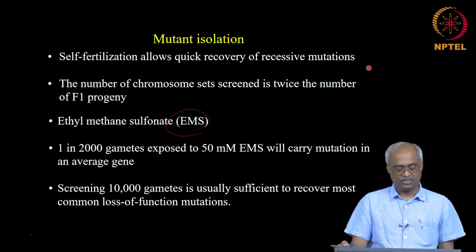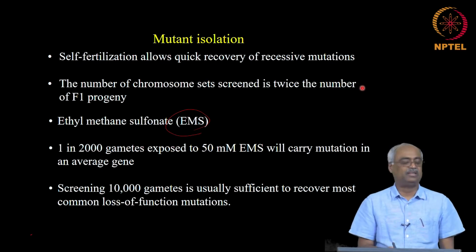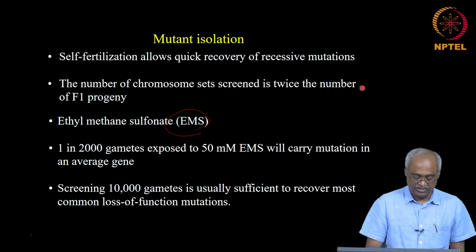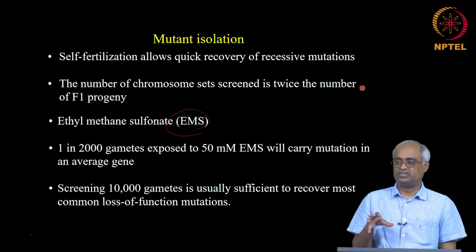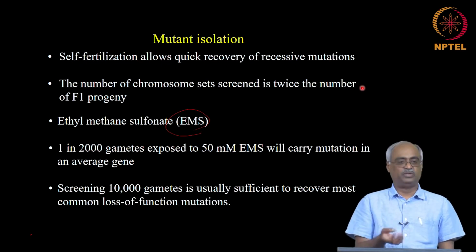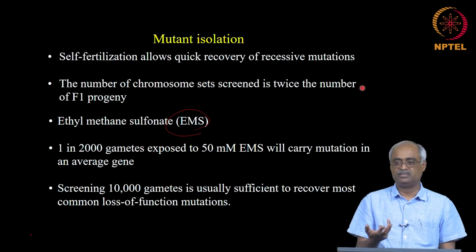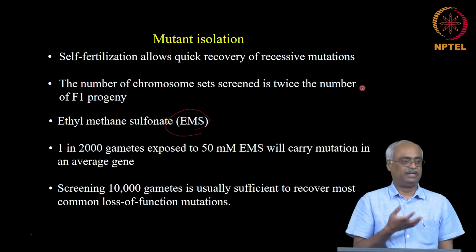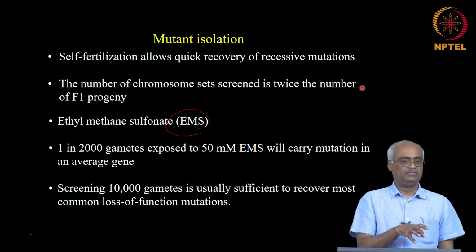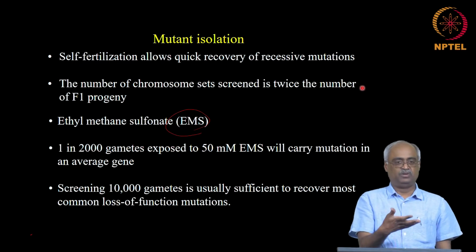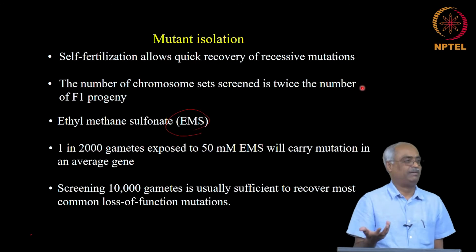elegans as a model. The second one tells you the number of chromosomes screened is twice the number of F1 progeny. What that means is, if you take, let us say, hermaphrodites, you wash a plate of a few 10,000s of young adult hermaphrodites and soak them in a solution containing EMS, you are likely to have sperm, in some cases, where a mutation has happened, and in some cases oocytes where the mutation has happened.